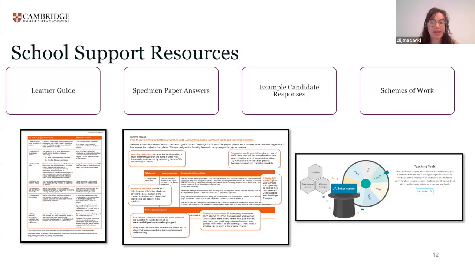And finally, example candidate responses will be developed after the first live series in January 2028. These booklets use examples of candidates' work to show how different levels of performance relate to the subject's curriculum and assessment objectives. Each candidate response comes with examiner comments that explain where and why marks were awarded. There are also notes to explain how the candidate could have improved their response, as well as common mistakes that candidates make. Now, let's move on to the endorsed resources.